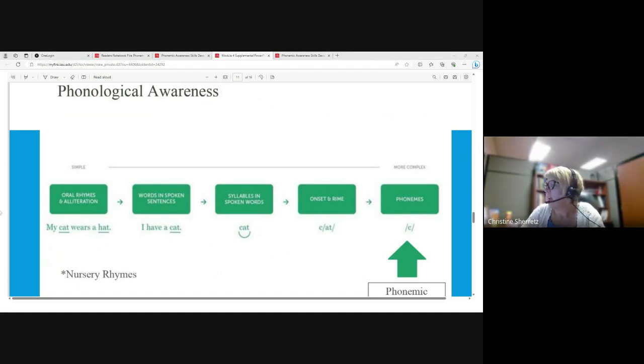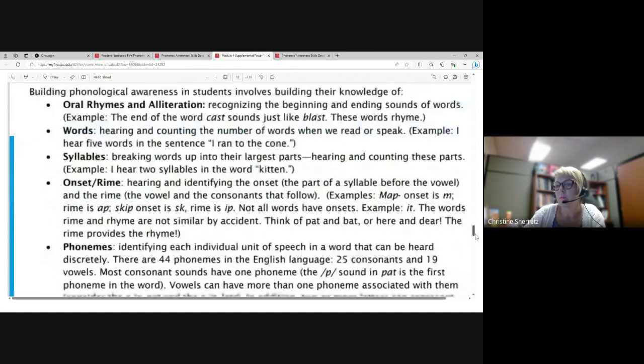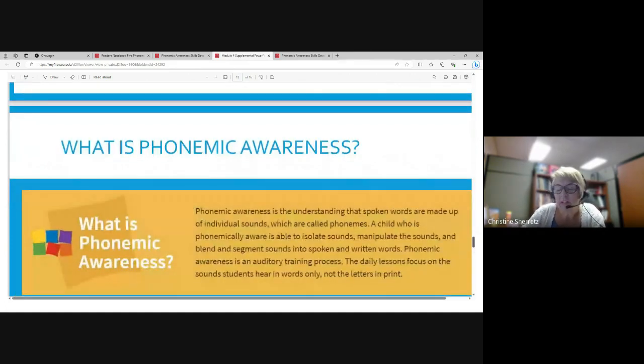I'm still here. And then the phonemes are k, at. So we're breaking it even further apart. This PowerPoint is in the supplemental materials. Phonemic awareness is understanding that spoken words are made up of individual sounds called phonemes. Children have to know phonemic awareness because they have to be able to manipulate those individual sounds and blend them together. I want to show you a really great strategy to use for phonemic awareness.